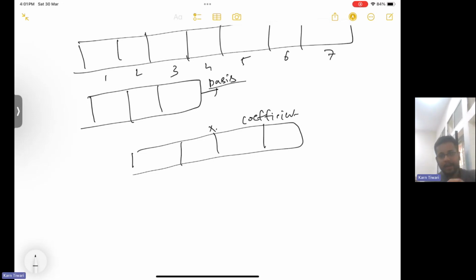So I am taking an input signal. I'm trying to project it using the basis. I'm getting a coefficient. And using the coefficient, I'm trying to classify my signal. Okay. And this is what a convolution operation is. This is one of the things.